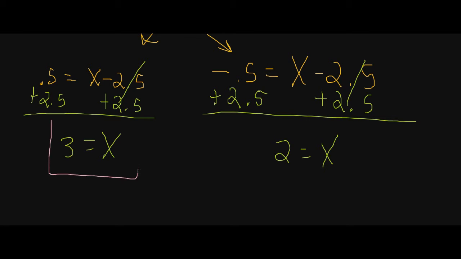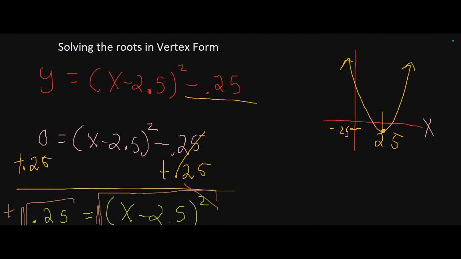So pretty nice. It actually worked out very nicely for us to get 2 and 3 when originally it looked like it was going to be a crappy problem, right? Now, that means up here that this location right here is 2. And right here, this intercept is 3. These are our roots, okay?